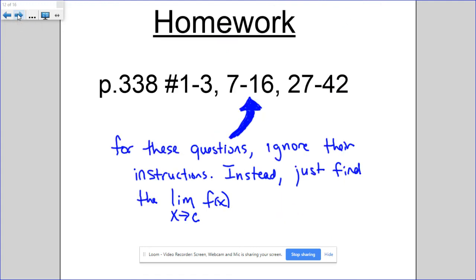Okay, if you're in my class, there's your homework. Make sure you note the instructions on 7 through 16. I'm saying ignore what they say and just find the limit as x approaches c. Good luck.